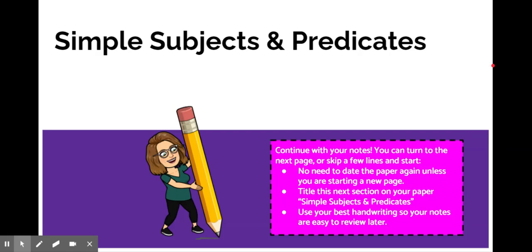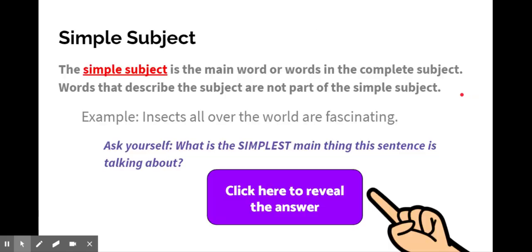You will have assignments based on your grammar lessons. You'll have quizzes, and I will let you use your notes. So it's important that you do a nice job on your notes. Okay? Let's take a look.